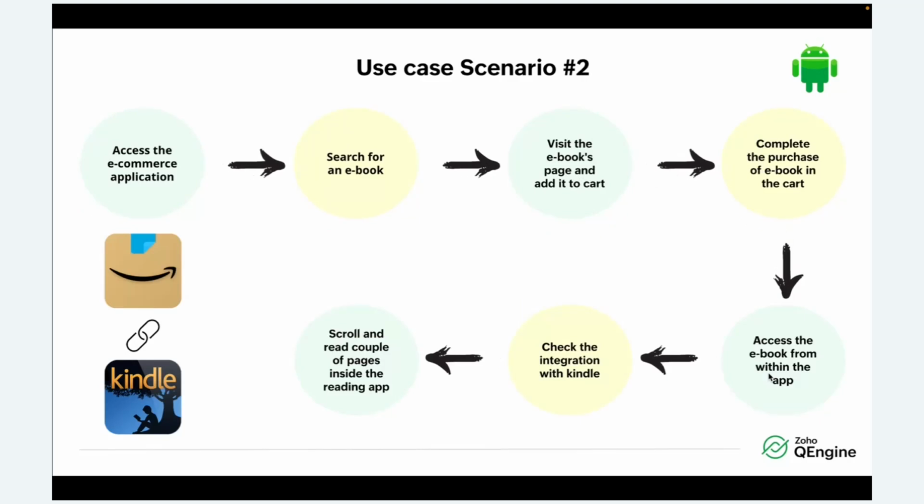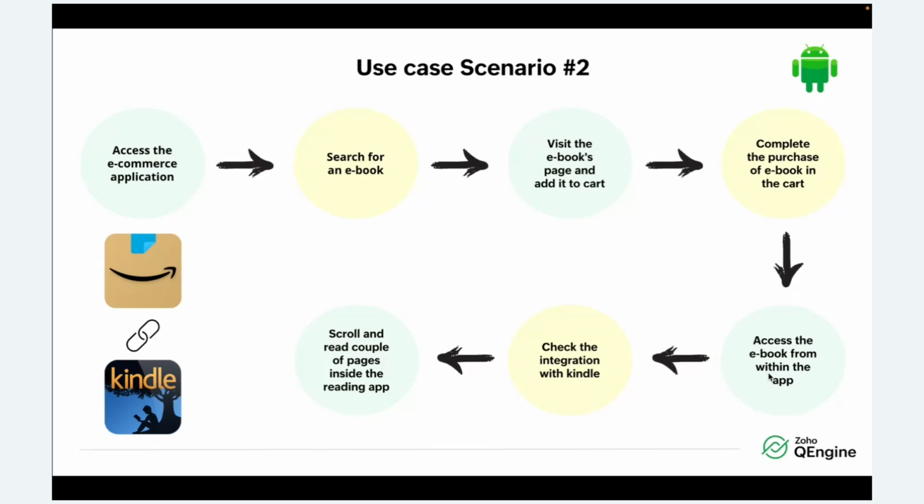For the second use case scenario, we'll again be using Amazon. But this time we'll be searching for a book, preferably an ebook and something which is free, so that it's easier for us to proceed with the purchase and everything. We'll be searching for an ebook and adding that ebook to the cart. And finally, we'll be completing the purchase for that ebook, and we'll be accessing that ebook inside the Kindle application.